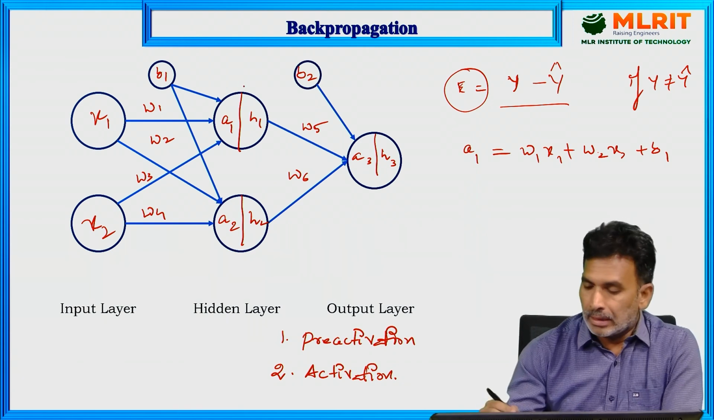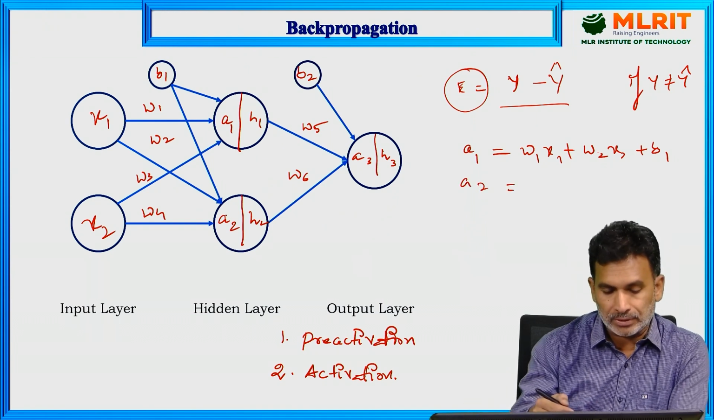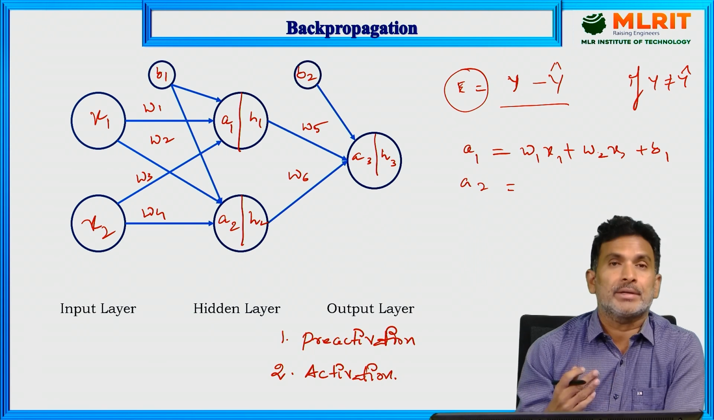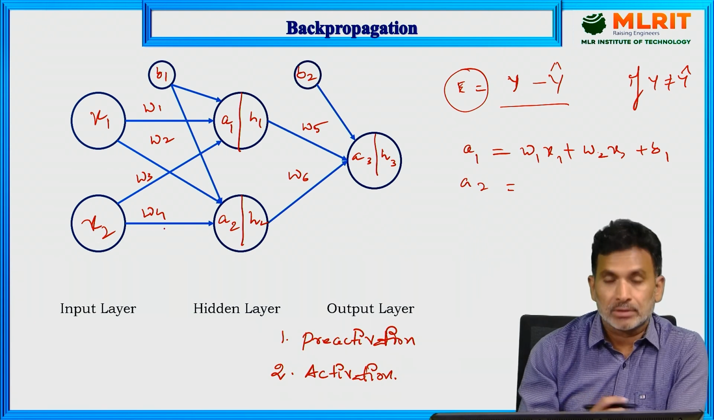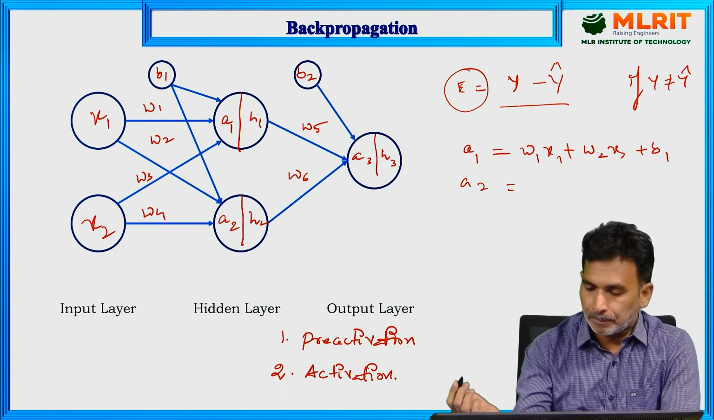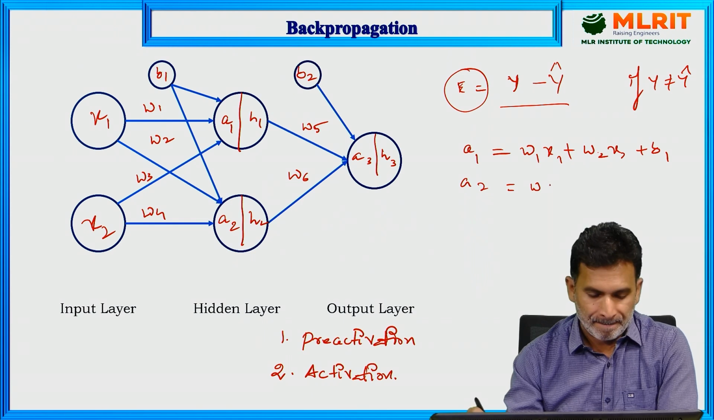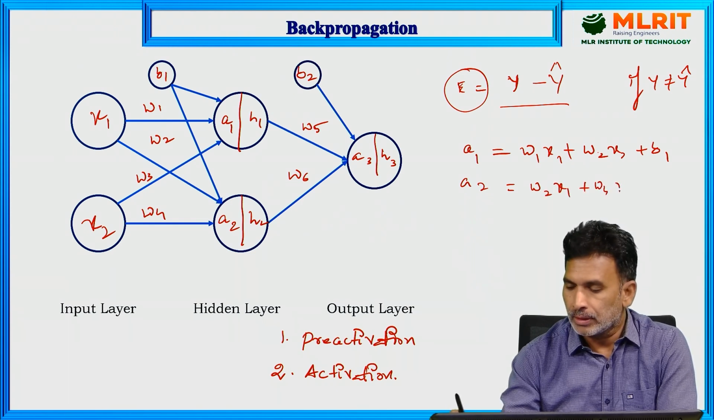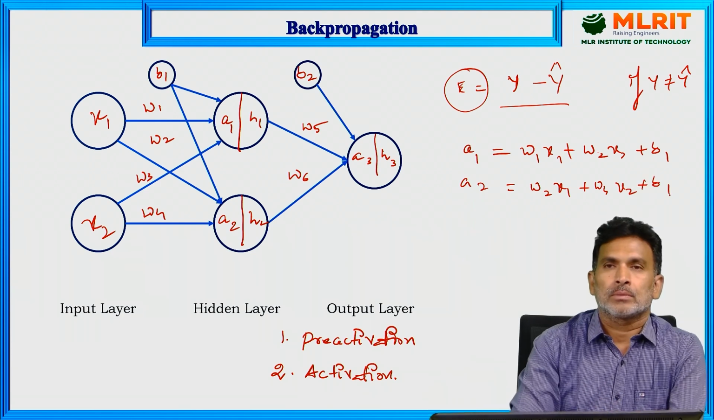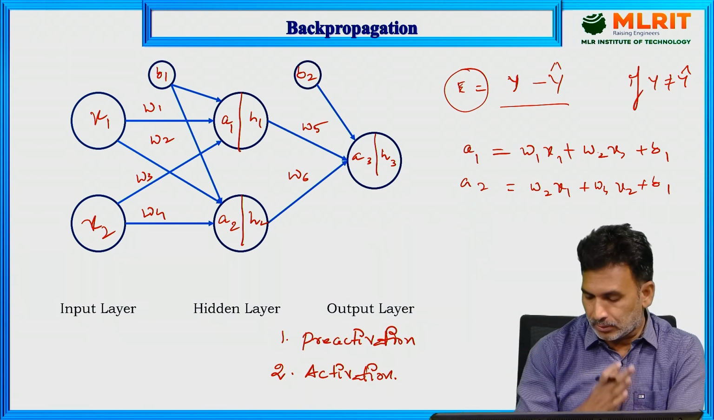So similarly, if you take A2, it receives the input X1 with the weight W2, and another input X2 with the weight W4. So A2 is W2 X1 plus W4 X2 and the bias B1. Okay, so these are A1 and A2, that is the pre-activation.